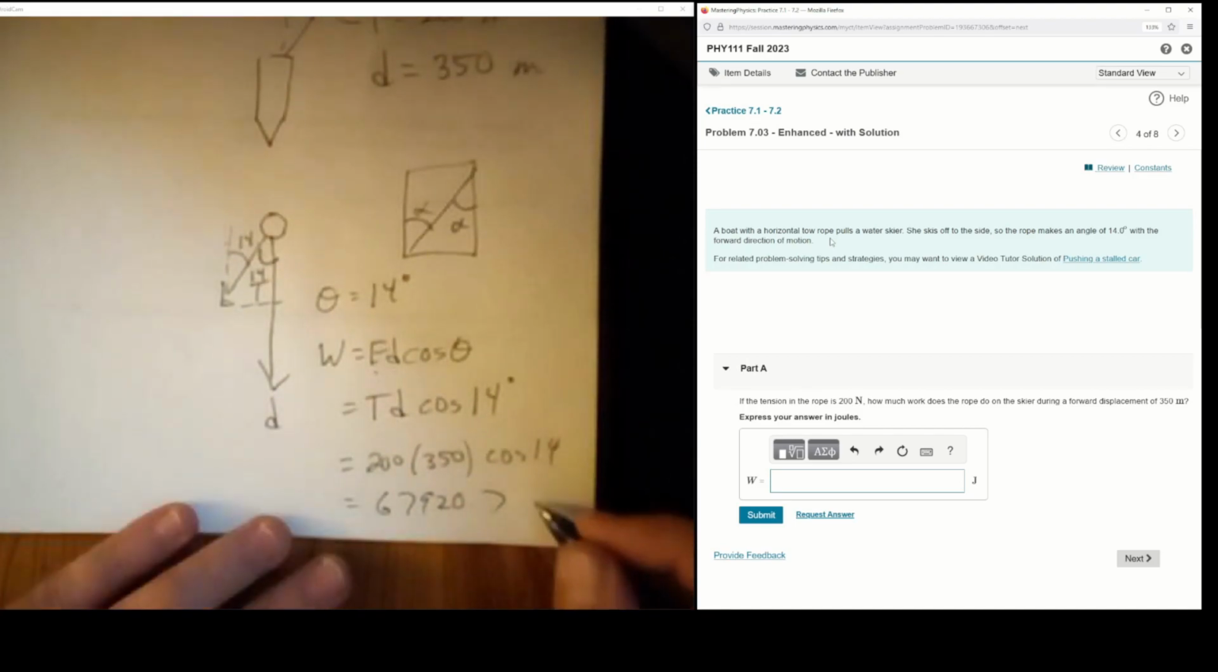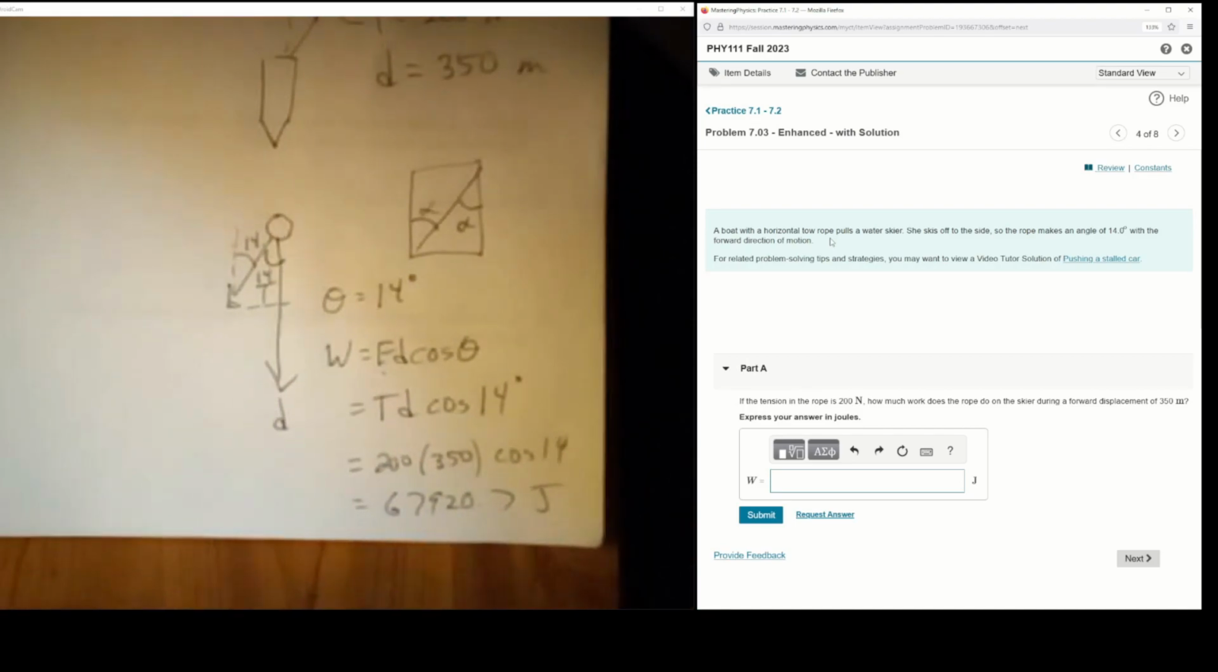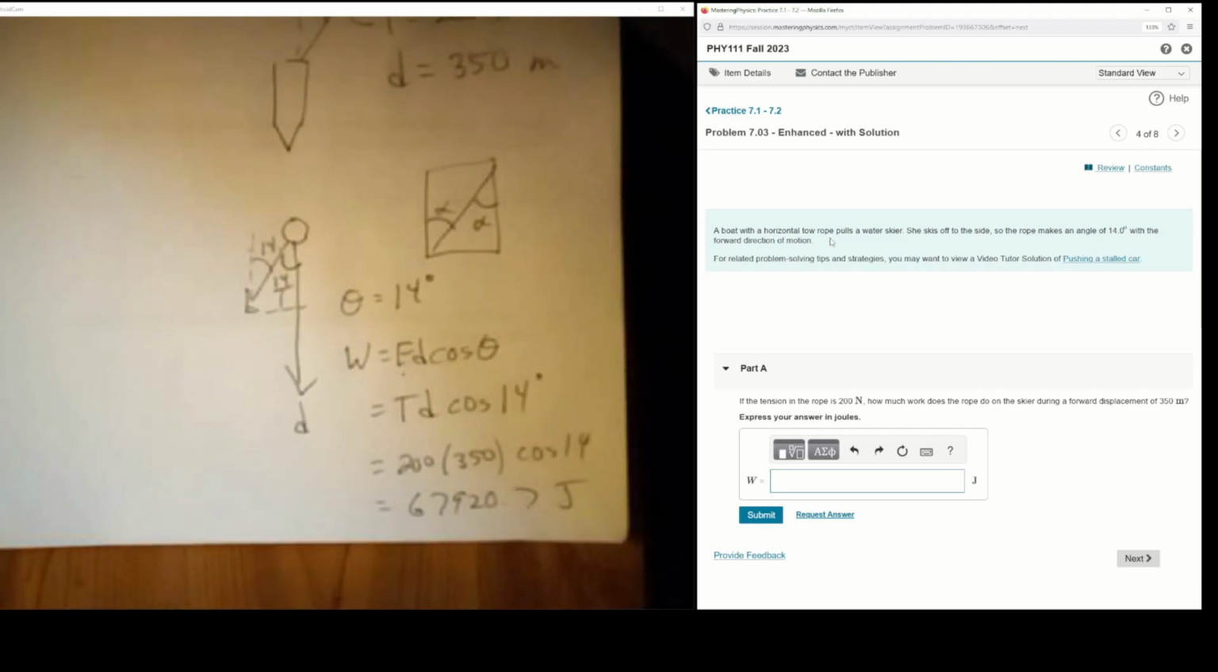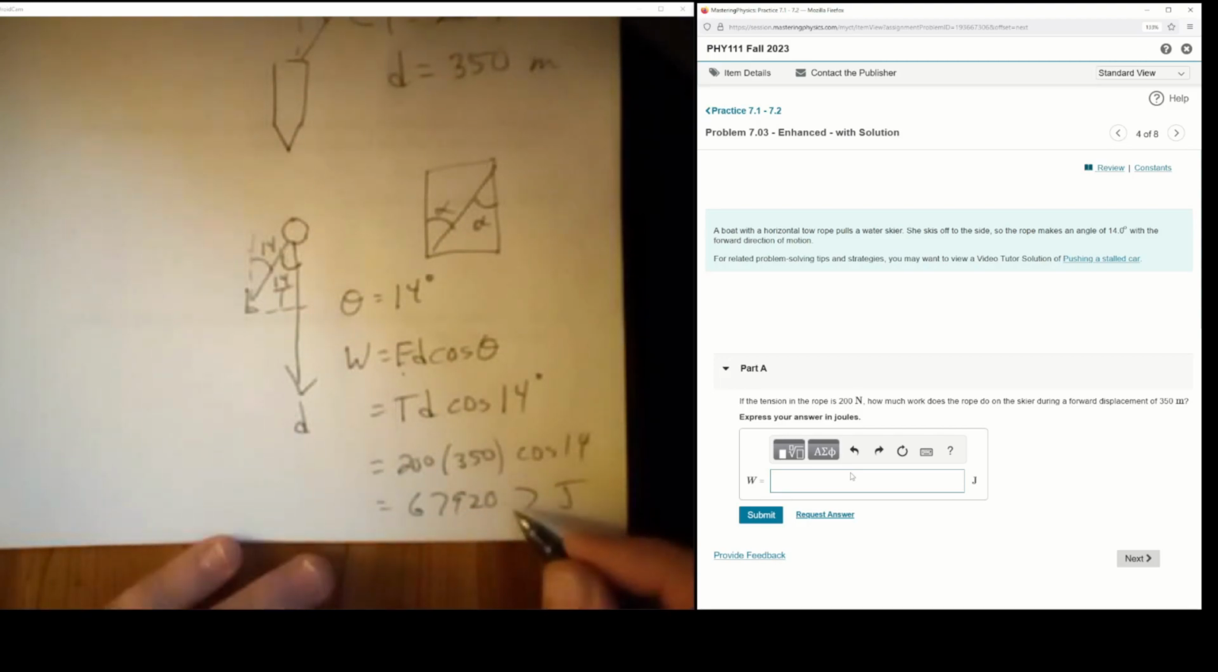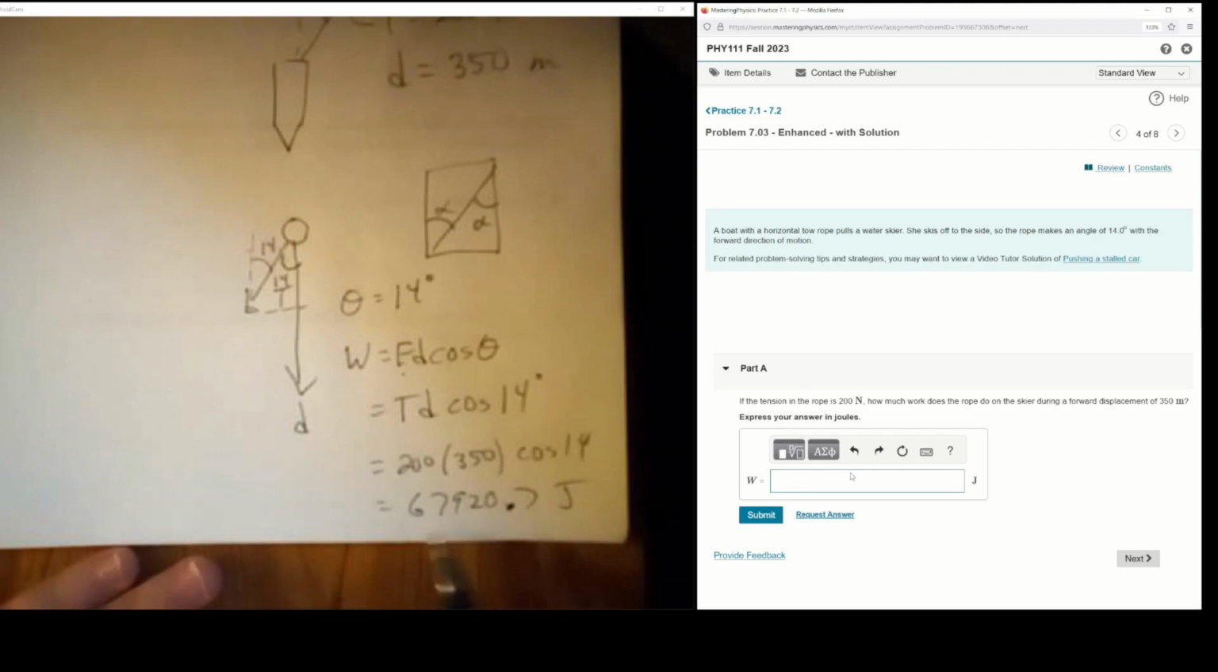that, which is a lot of joules. Actually, it's 67,920.7. I'm sorry, there's a decimal point here that I didn't write very well, but it is 67,920.7.